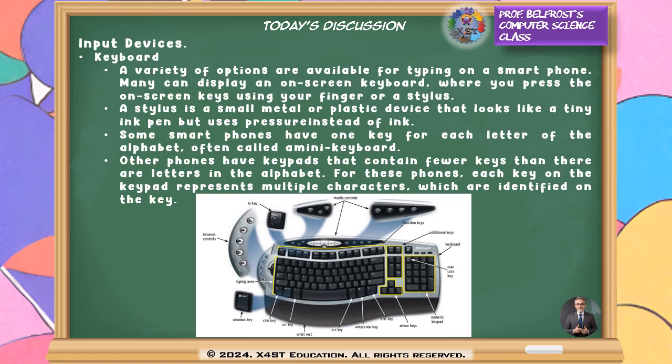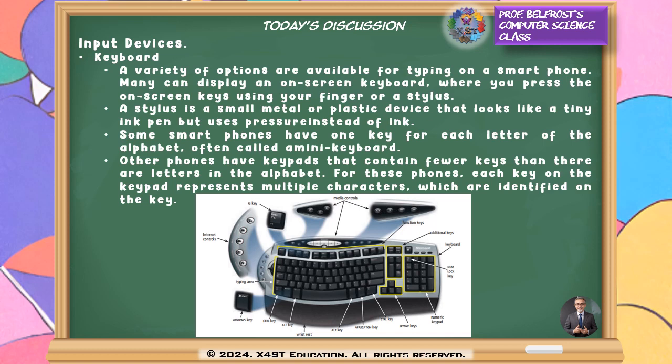Okay, stylus. I think you all know what a stylus is without me explaining this. But a stylus is actually just a small metal or plastic device that looks like a tiny ink pen that uses pressure instead of ink to give an input to a device, an electronic device.